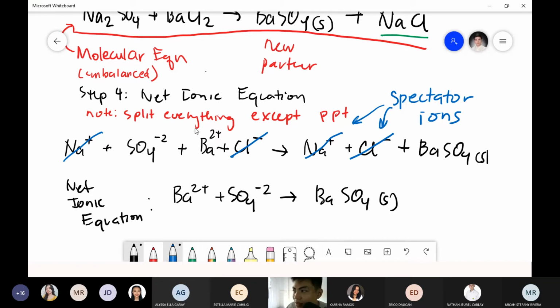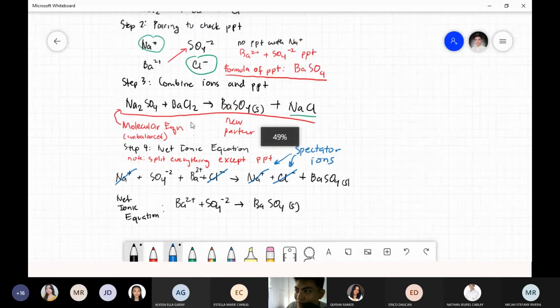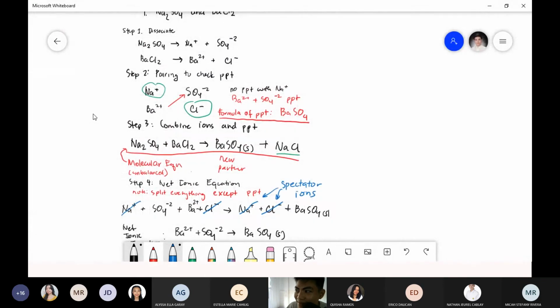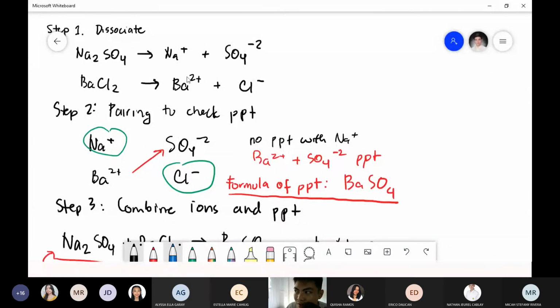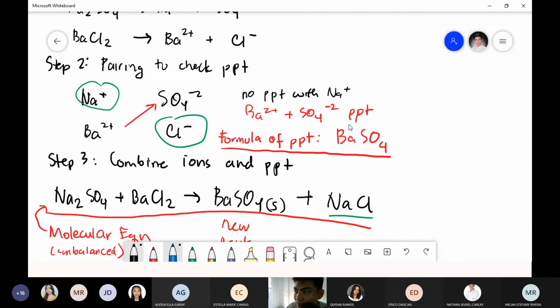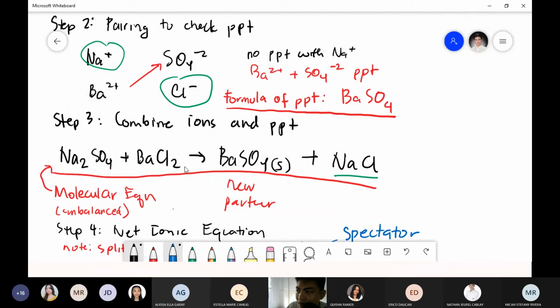So again, just to show you everything that we have done. Ang daming steps. Step 1, dissociate your reactants. Step 2, pair your ions. Pair mo to dito, pair mo to doon. And then when you see a precipitate form, you determine its formula. Criss-cross mo lang yan. And then lastly, you combine everything again to form your equation. This is unbalanced, okay? Madali lang naman mag-balance.